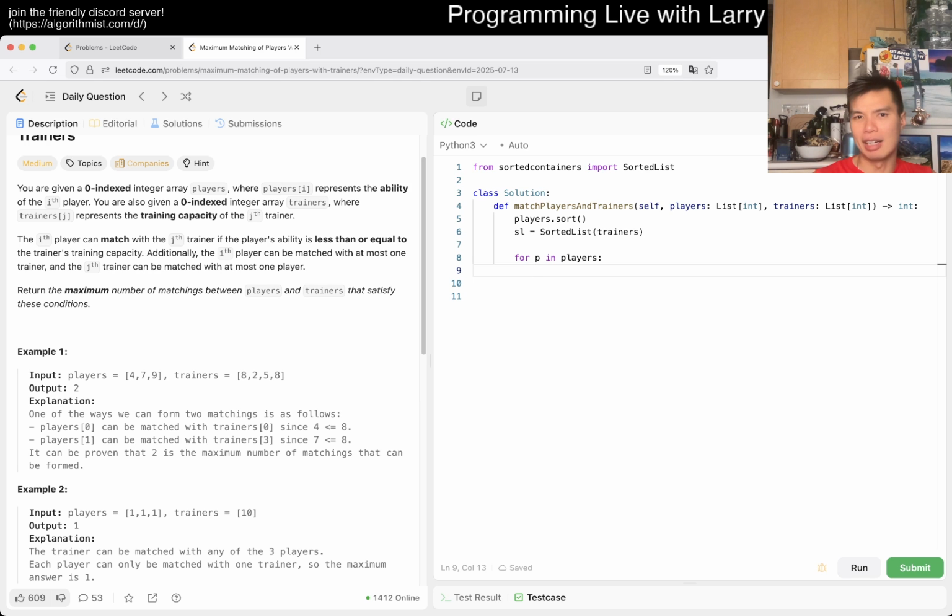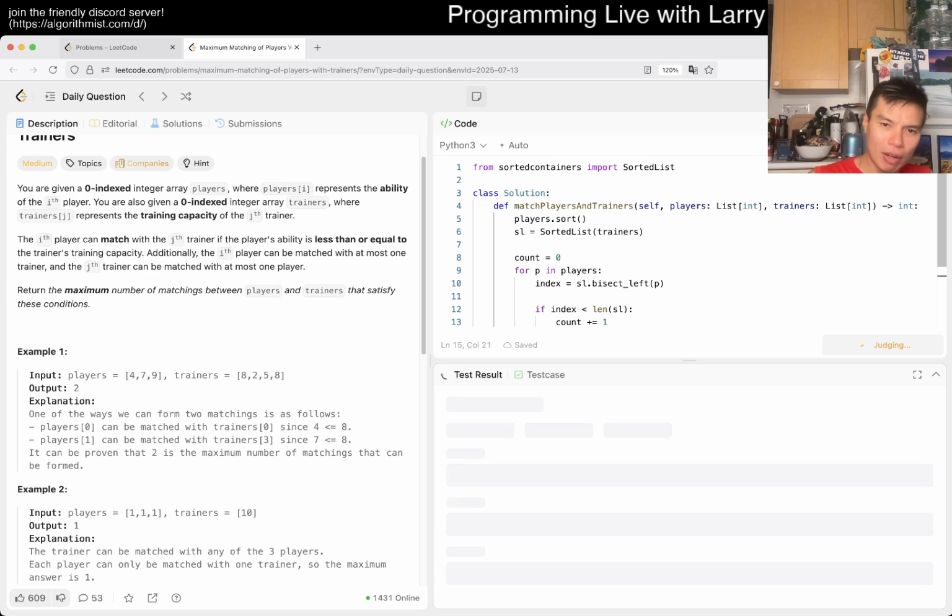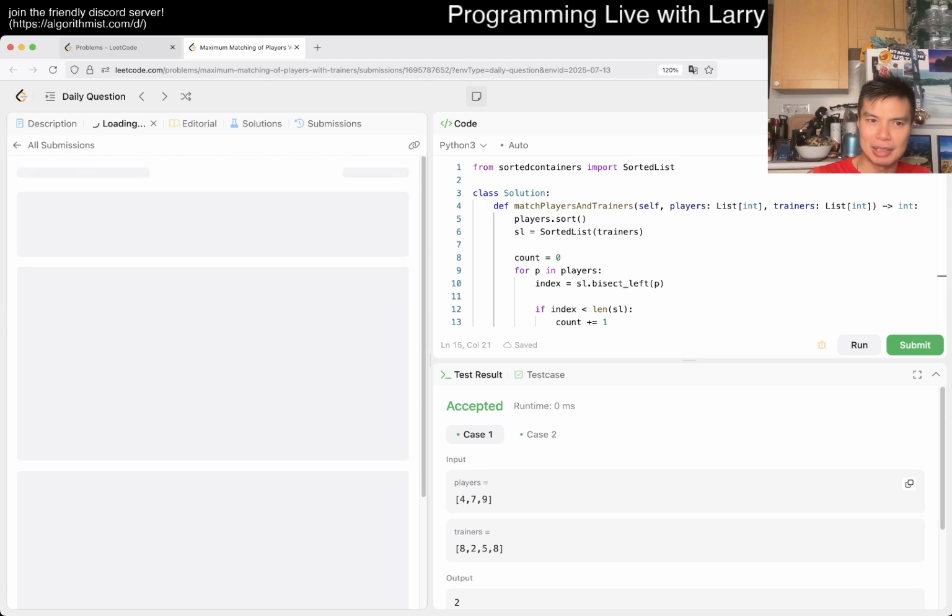Well, anyway, so then we do it as bisect left P, right? We have index is equal to this. If index is less than length of SL, then we remove one. We made one match, and we remove it. So SL, I think just remove SL of index, and then that's it. So all in all, pretty okay. Hopefully I didn't make a silly mistake.